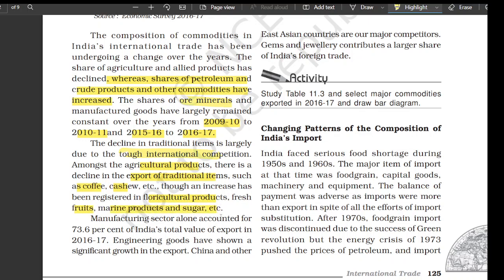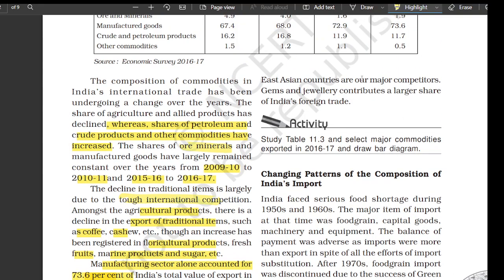Manufacturing sector alone accounted for 73.6% of India's total value in export in 2016-17. Engineering goods have shown a significant growth in the export. China and other East Asian countries are major competitors. Gems and jewelry contributes a larger share of India's foreign trade.